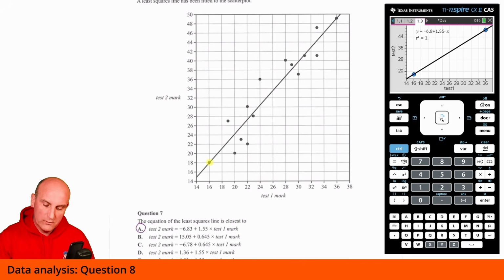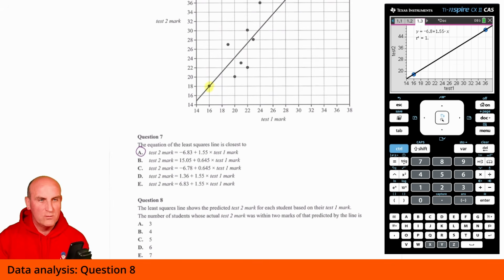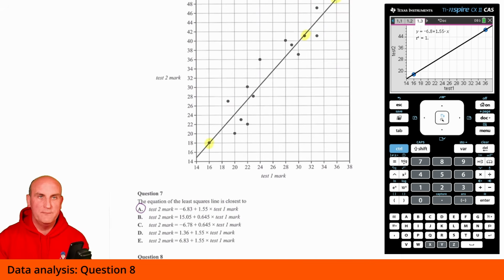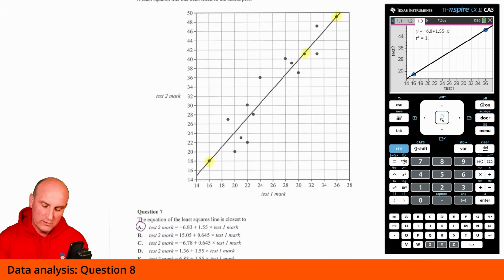Well, the ones I did were the ones that sat on or very near the line. So those 3 there, automatically, they're absolutely in. And then I went through each dot, and again, the trick here was 2 marks was actually just 1 square. So that was a no. That was close, but if I just check the wording, the number of students marked was within 2 marks. It can't be including 2 marks. So that would have been a bit of a trick question.